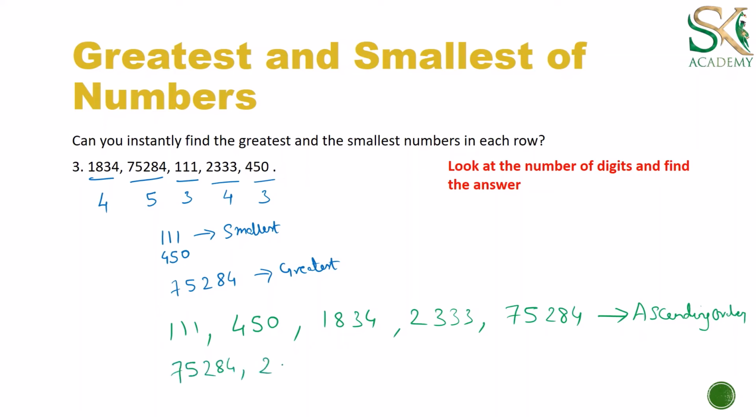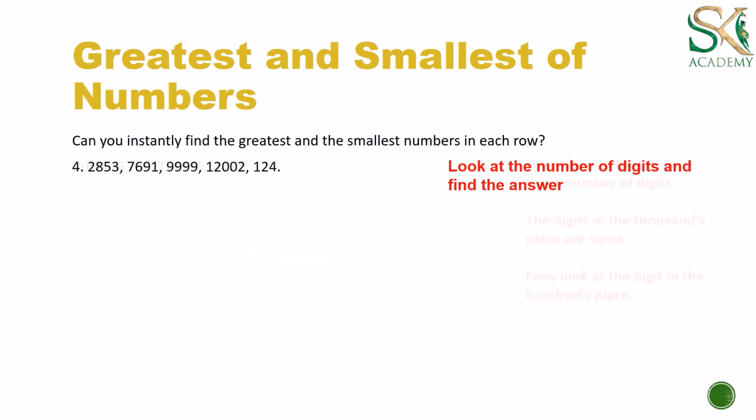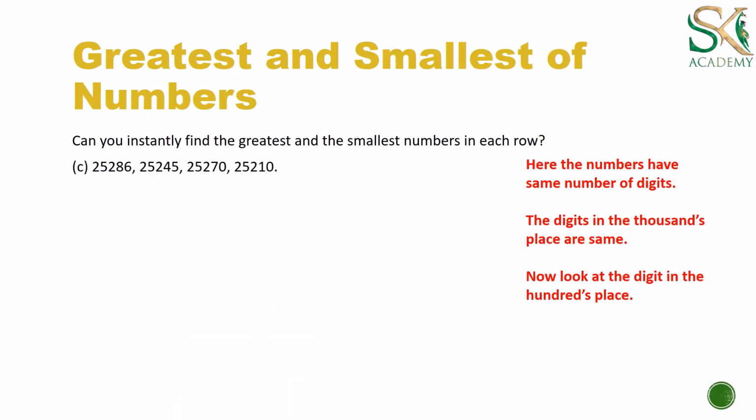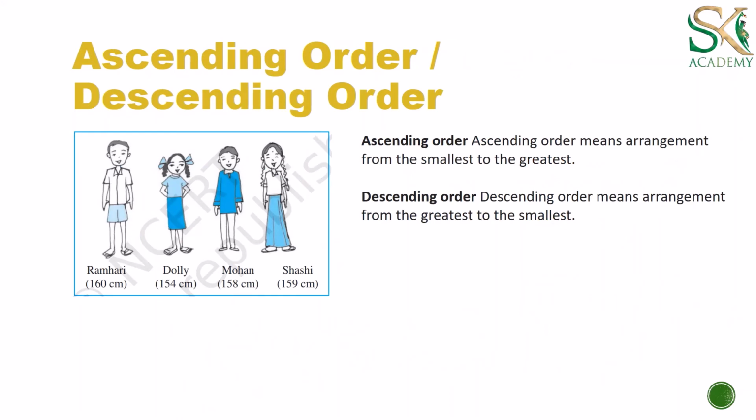75,284, 2333, 1834, 450 and 111. So this is called as descending order. Okay, now you can try some more questions out of this and you can pick the answers. Now let us check one of the points from your textbook.